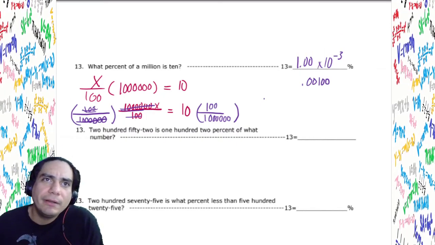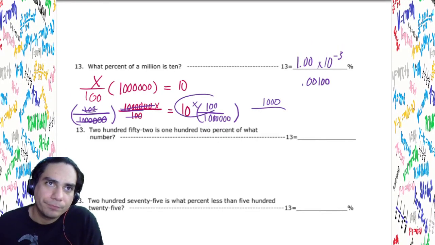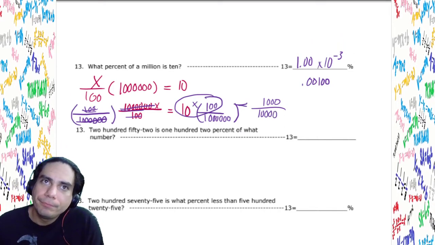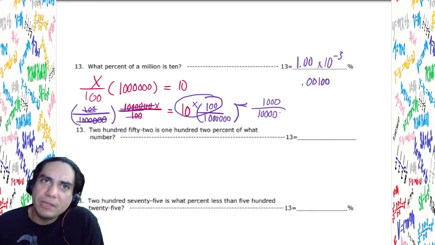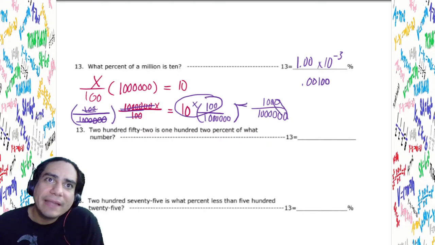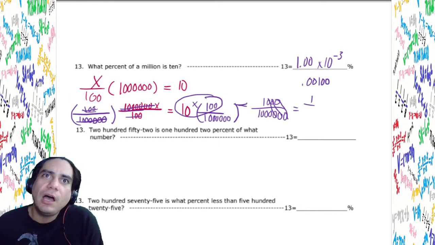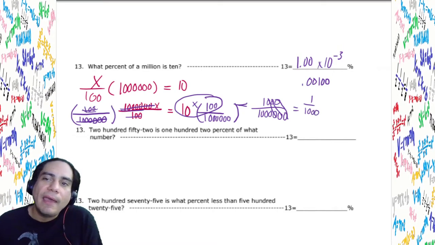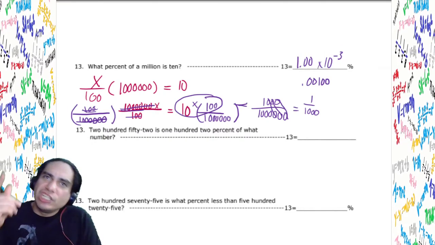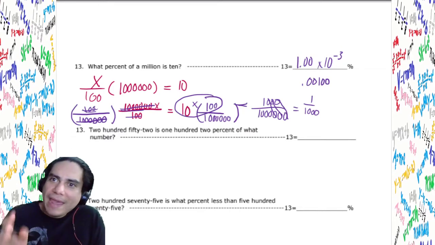We got 10 times 100 is 1,000. Notice, if I multiply these right here, I get that. Now we got that million at the bottom. It's 1 with how many zeros? 6. Look at what happens. Cancel these out, cancel these out, and we're left with 1 out of 1,000. Which completely makes sense with our standard form, which is 1 in the thousands place, 1,000. So look, math makes sense.